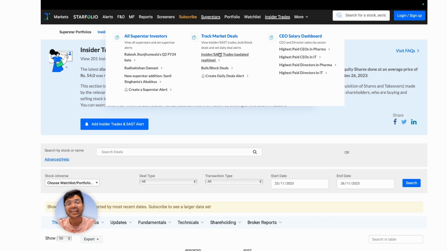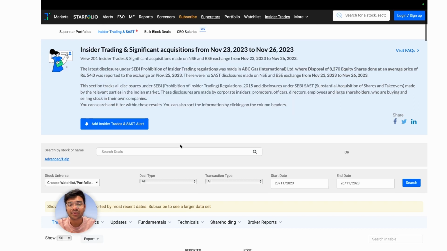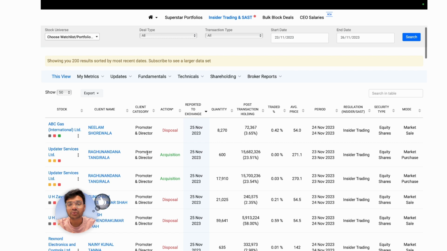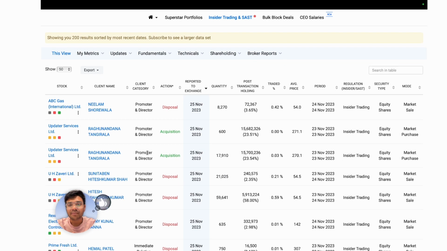Now, insider trades are something which are done by your directors, promoters, okay, and these are actually allowed and these are available. So what you have to do, you just go to the insider trades, you click there where I've shown you, and here you can see say ABC Gas International. The promoters have sold the share. Now remember, promoter selling share is a bad sign. But what if promoter is selling the share because he needs the money? Logical, right? So don't just jump to the conclusion.